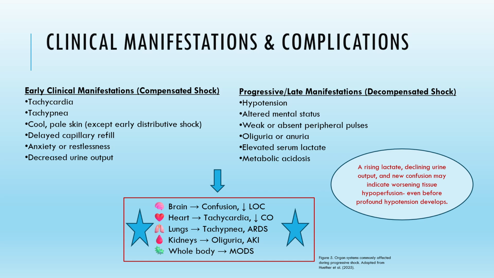Recognizing these clinical manifestations early is critical for nurses because treatment is most effective before irreversible organ injury develops. The next slide will discuss the primary treatment strategies used to restore tissue perfusion and interrupt this progression.